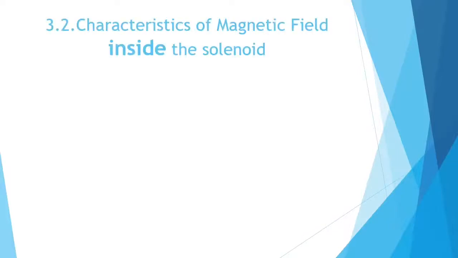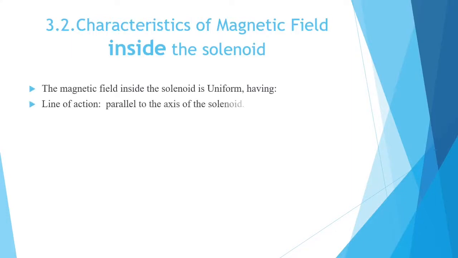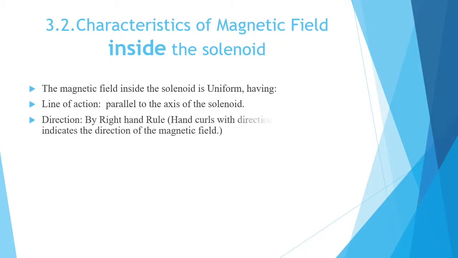To list the characteristics of the magnetic field lines inside the solenoid. As we mentioned before, the magnetic field lines inside the solenoid are uniform, having parallel lines of action that are parallel to the axis of the solenoid, while the direction is determined by the right-hand rule.